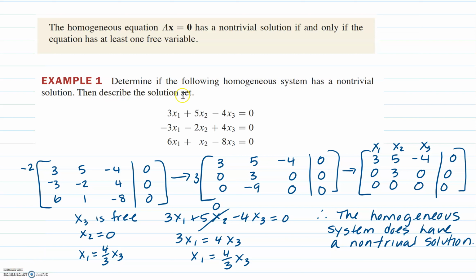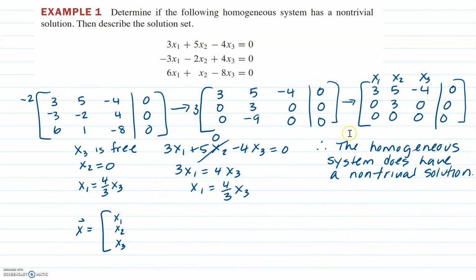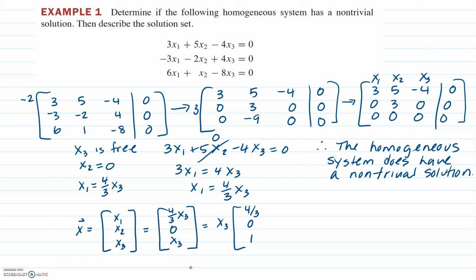So now let's describe the solution set. I'm going to rewrite the solutions in a different way. There are 3 variables, so we know that x has to be in R3. We know that x3 is free, so I'm going to leave it. x2 is 0. I know I'm going backwards there. But x1 I'm going to put in terms of x3. And then I'm going to factor out an x3, and what I get is a vector 4/3, 0, and 1.